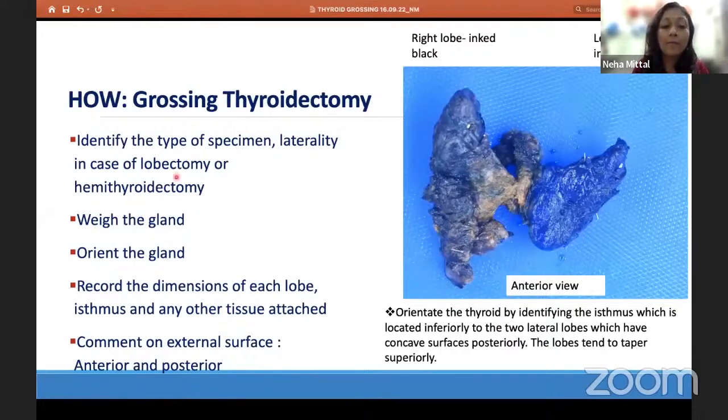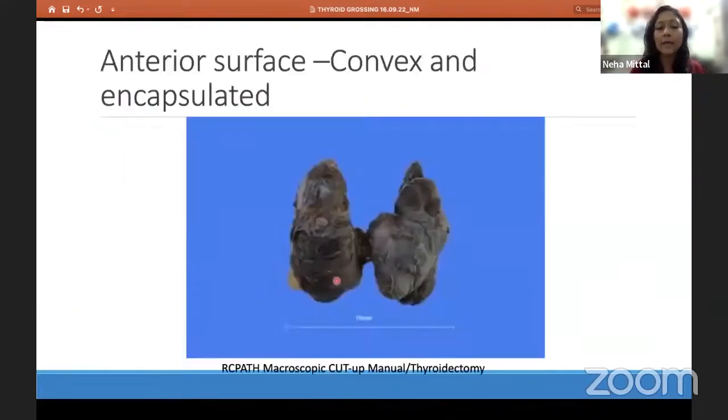Then weigh the gland, it is important. Orient the gland, record the dimensions of each lobe, isthmus, and other tissue attached before slicing the lobes. Then comment on external surfaces, both anterior and posterior. Are there any additional findings? Is there any attached strap muscle? Are there any other attached structures? Is there fat associated? Do you have any nodes around the isthmus region? All those features have to be described and accounted for in the gross recording.